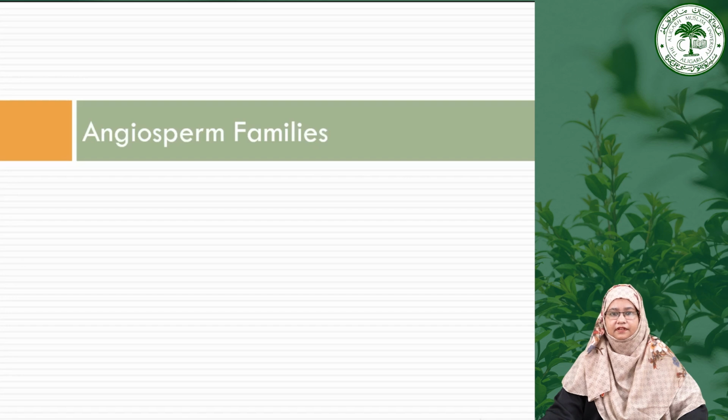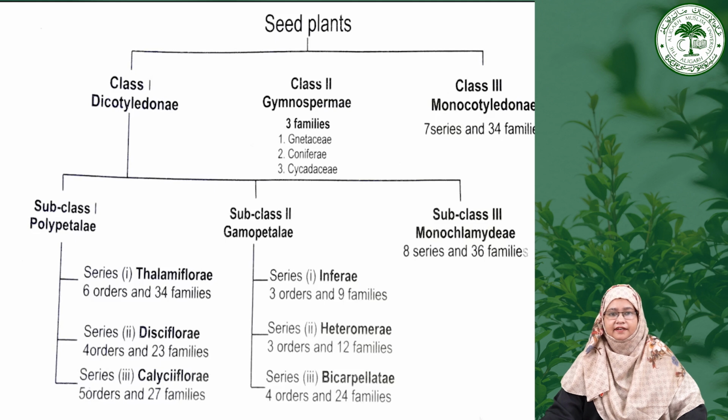Now, from this week, we will explore some important families of angiosperms in a systematic manner as given by the Bentham-Hooker system of classification. We have already studied that in Bentham-Hooker classification, the seed plants are categorized into three classes as shown in the figure: the first class is dicotyledons, the second class is gymnosperms, and the third class is monocotyledons.